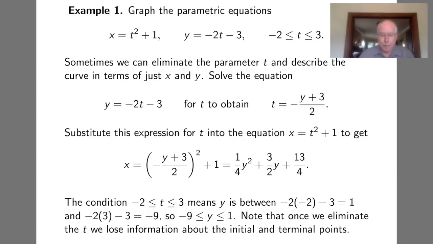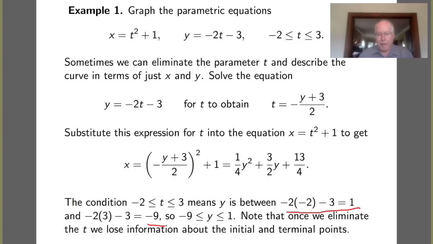be realized. It means that y, in this case, turns out to be between minus 2 minus 3, which is 1, and when t equals 3, the y is minus 9. So y is between minus 9 and 1.